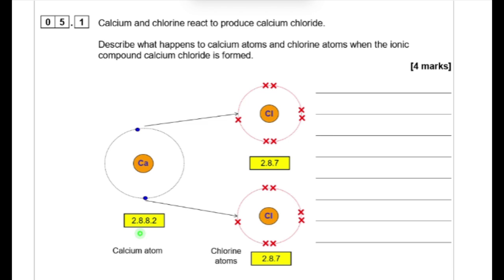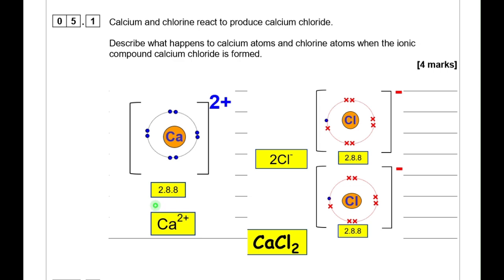Remember the octet rule. So in effect what happens is the calcium atom donates its 2 electrons, 1 each, to the 2 chlorine atoms. Now if you look at the next diagram, the calcium atom then becomes a Ca2+ ion with an electronic configuration 2,8,8. Because it's lost 2 electrons, it's got 2 residual plus charges. Each one of those chlorines has gained an electron, so each one has a minus charge, -1. So we have 2 Cl- ions.